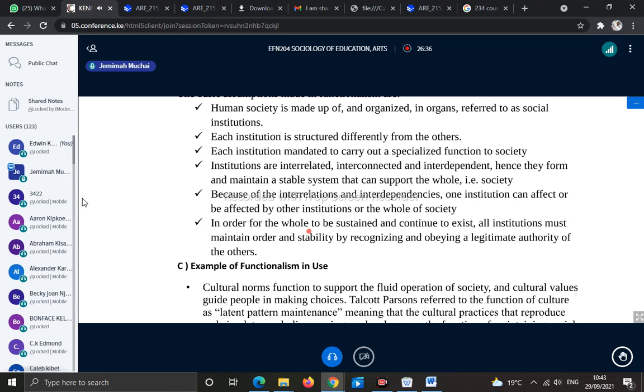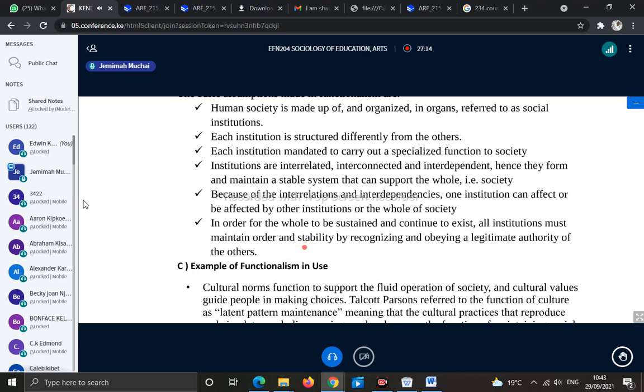In order for the whole to be sustained and continue to exist, all institutions must maintain order and stability. The whole now is the society made of those different institutions. In order for the whole to be sustained, all institutions must maintain order and stability by recognizing and obeying a legitimate authority of the others.